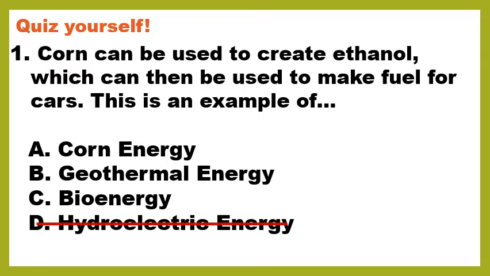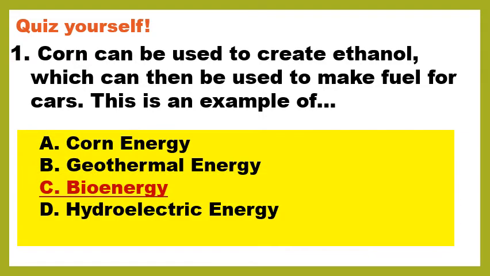I'm going to get rid of hydroelectric energy because hydro sounds like hydrate, so it's got to have something to do with water. Electric sounds like energy, so hydroelectric means getting energy or electricity from water. I'm also going to get rid of corn energy because I literally just made that up, so it doesn't exist. Correct answer is C, bioenergy. That's when we use plants and we are able to get energy by burning them.